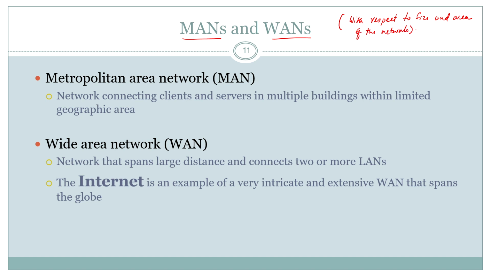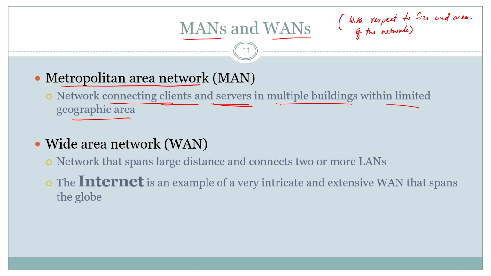So, the MAN stands for Metropolitan Area Network, right. The idea of a Metropolitan Area Network is, the network is connecting clients and servers in multiple buildings within a limited geographical area. So, you may have, like in a tech park or something, 4 or 5 different buildings and all the computers in those buildings are connected to one network.